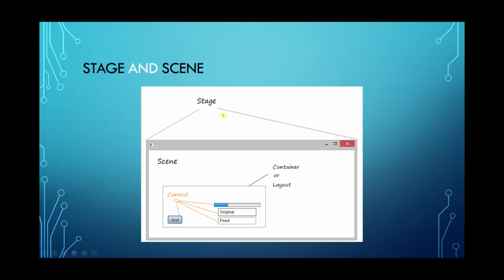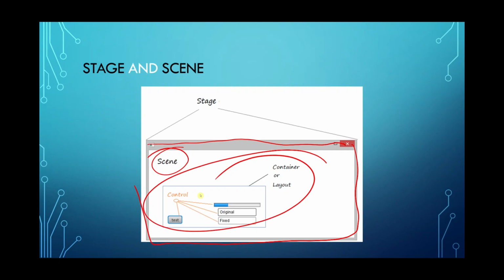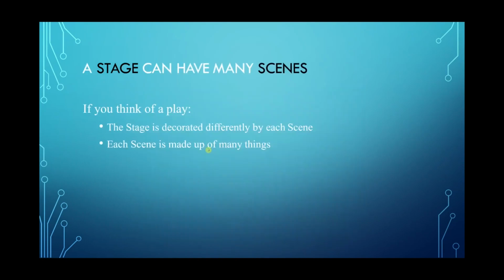Okay, now the relationship between the stage and a scene. As I said, the scene is going to be set on a stage. Here is your stage. The window is your stage. What you have inside your window is going to be your scene. You can have controls like progress bars, buttons, text fields and all these things. And you can have even panes, containers, or layouts, right? You can have everything on the scene. So everything here is on the scene. The scene itself is on the stage.